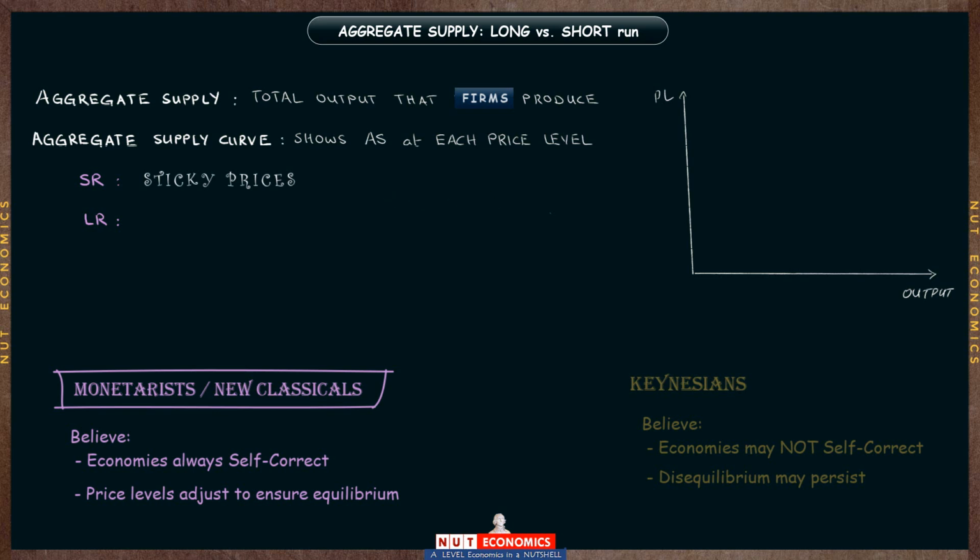Now, sticky and inflexible in reference to what? Relative to what? Well, you see, the idea is that we have defined this price level as the average level of prices in the economy, as a certain average of all the different product prices that exist in the economy.